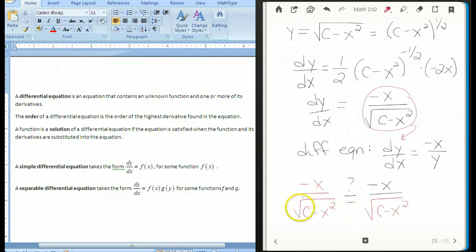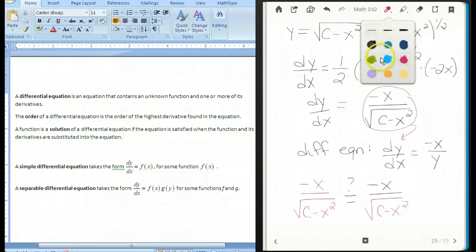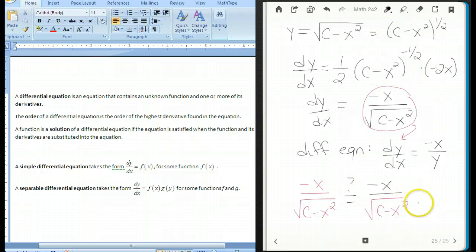That's dy/dx on the left, and this is y in the denominator. Is that true? Do we get equality? Are those two things equal? Yes. Since they are equal, that means the function y equals the square root of c minus x squared is a solution to this differential equation, dy/dx equals negative x over y.